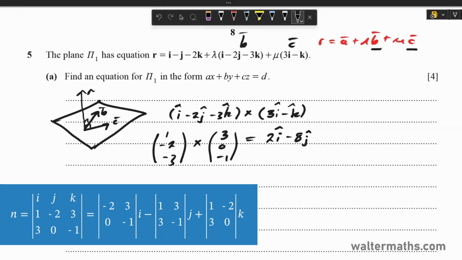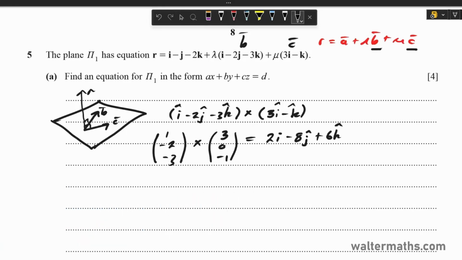All right. Next up, we are going to be closing out this 2, and we multiply 1 times 0 minus 2 times 3, and this is going to give us 6, so that's 6k. So we have 6k here, so it's plus 6k. So this is what we are having as being the normal to the plane. This is actually n, the normal to the plane.